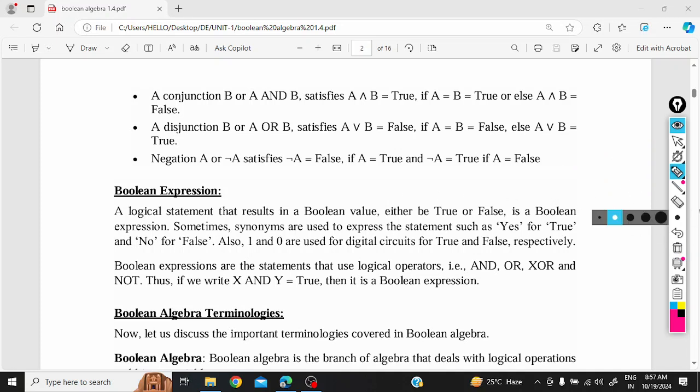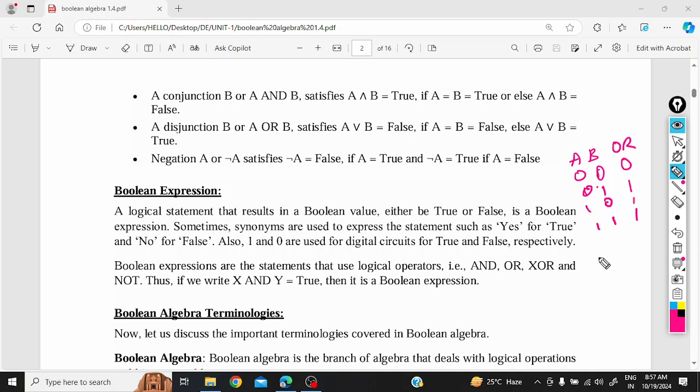Now coming to the OR operation. For A, B with the OR operation, the combinations are 00, 01, 10, 11. If any one of the inputs is high, the output is going to be high. For the 00 combination, the output will be 0. For 01, one input is high, so my output is high. For 10, one input is high, so the output is high. For 11, the output is always high. So this is the OR operation.